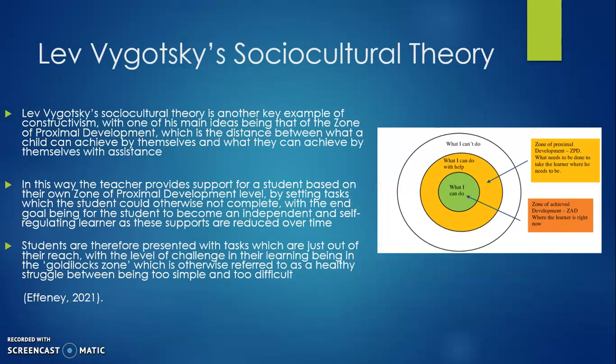Lev Vygotsky's socio-cultural theory is another key example of constructivism, with one of his main ideas being that of the zone of proximal development, which is the distance between what a child can achieve by themselves and what they can achieve by themselves with assistance.